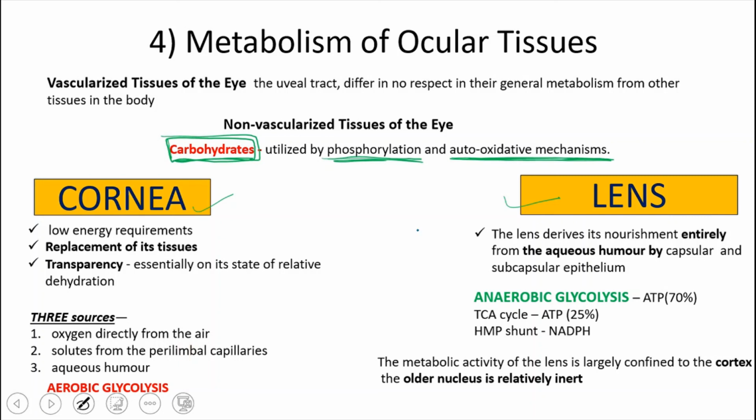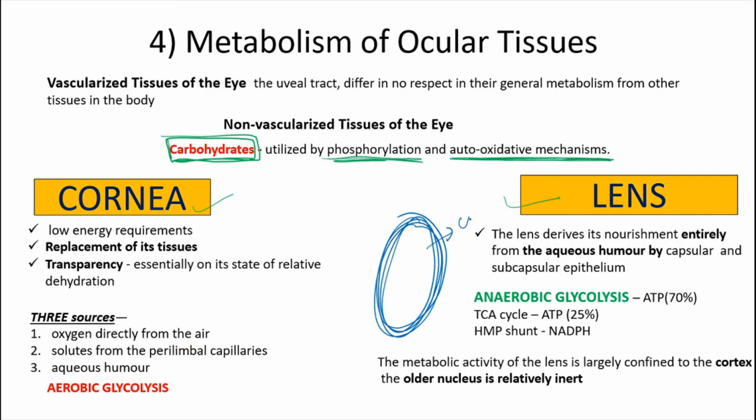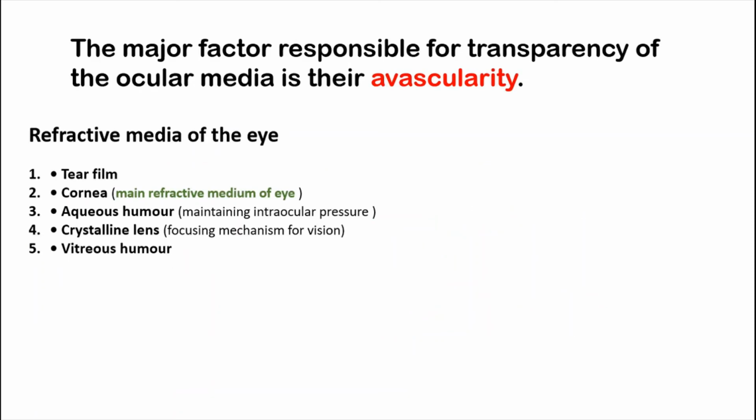As you all know, if this is the lens, then the outermost layers are more active. That is your cortex, fine. Cortex, and the inner layers are known as the nucleus, may it be embryonic, fetal or infantile nucleus. So this was about the cornea and the lens and the metabolism of ocular tissues. Lastly, the major factor responsible for transparency of the ocular media is their avascularity, the cornea and the lens. They are avascular structures, and thus they help in maintaining their transparency.